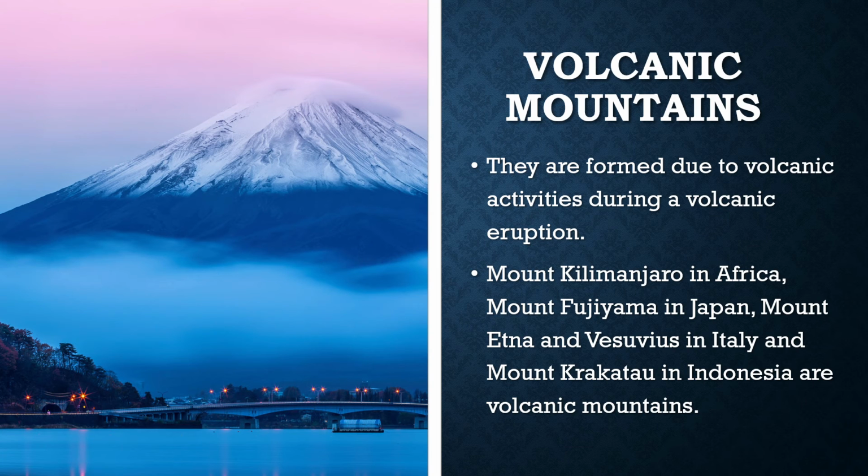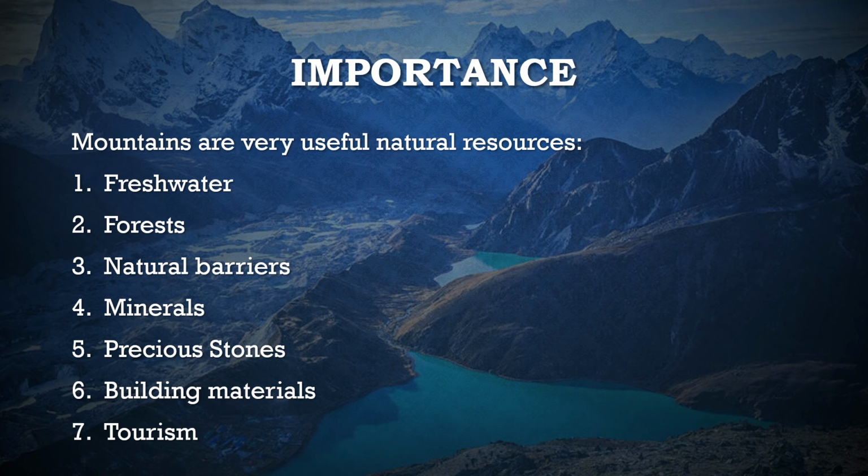Moving ahead, the last category of mountains is volcanic mountains. They are formed due to volcanic activities during a volcanic eruption. The best examples are Mount Kilimanjaro in Africa, Mount Fujiyama in Japan, Mount Etna and Vesuvius in Italy, and Mount Krakatoa in Indonesia.